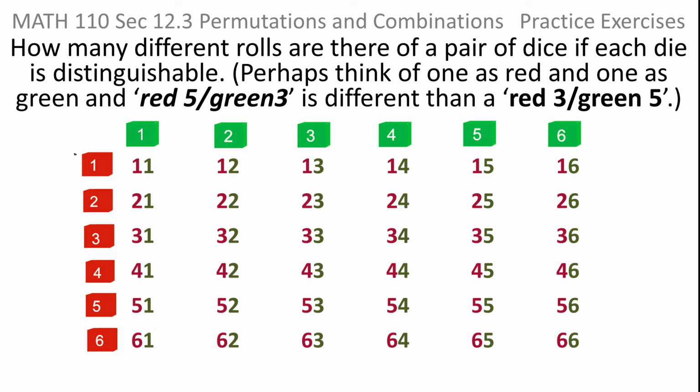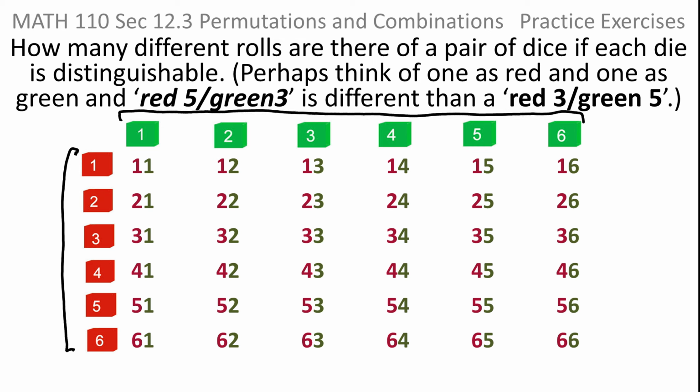You would have 6 possibilities for red, 6 possibilities for green, and when you combine the red with the green, that would be 6 times 6. So there would be 36 possibilities. And that's the way I think of these 2 dice problems.